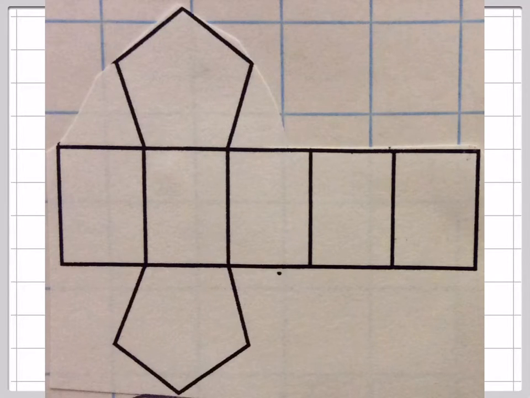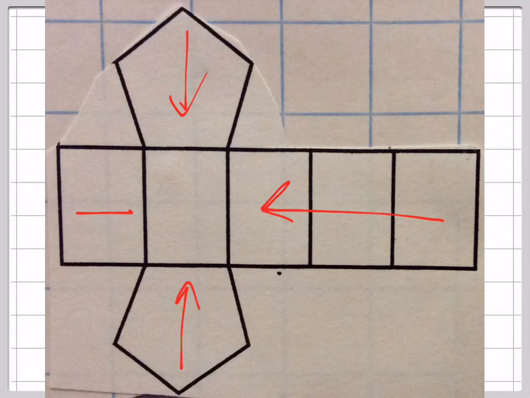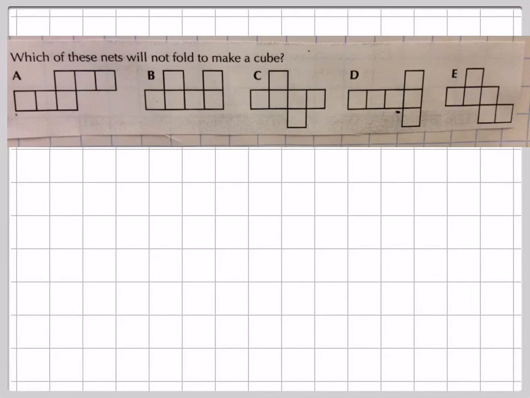Another example would be this one here. This makes a pentagonal prism. This face would fold upwards, and that one would fold upwards as well. And then all of these rectangles would move in to surround the pentagonal prism to give it its rectangles around the edge.